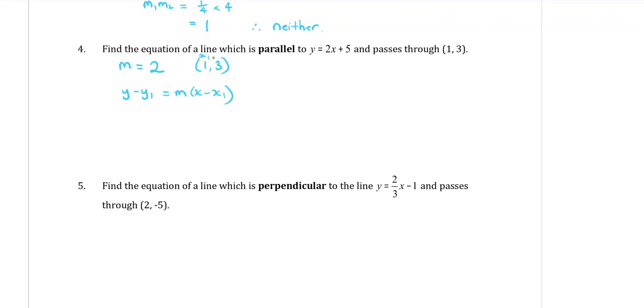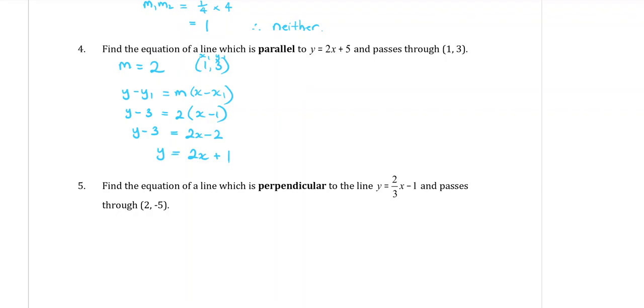So this will be x1, y1 that I'll substitute in. y take away 3 equals 2, bracket x take away 1. Expand it out, and then move the 3 across to the other side. So minus 2 plus 3 is a 1.